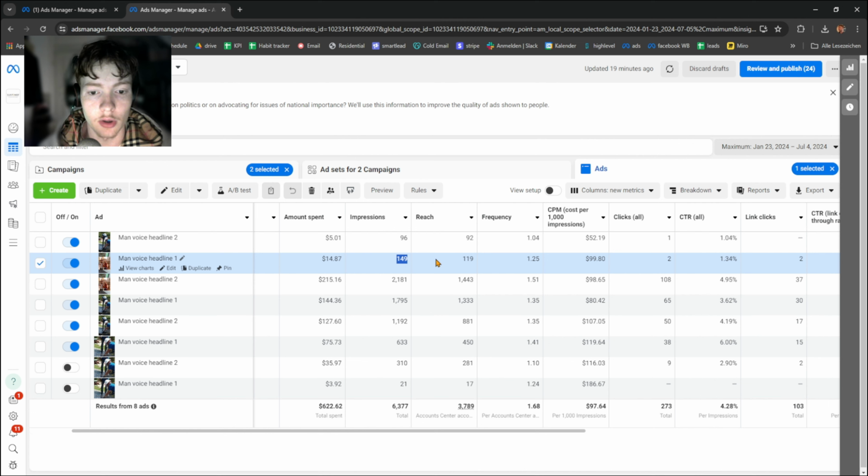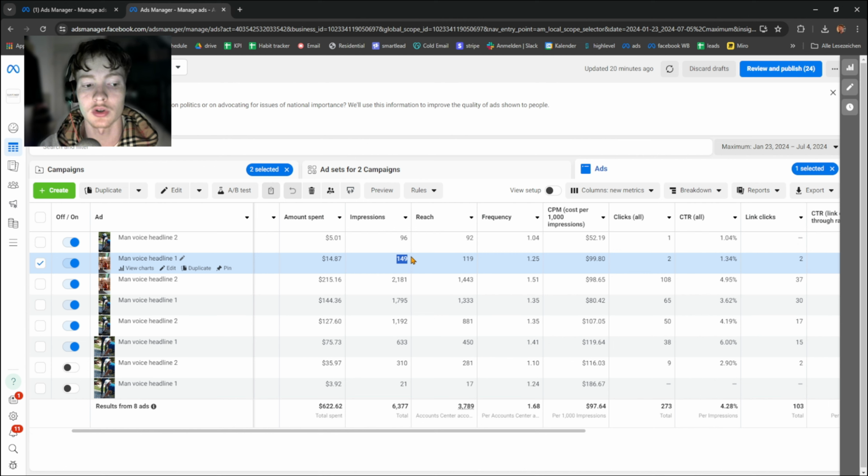So obviously you want these numbers to be as similar as possible, right? Because when you've got 10,000 impressions but only a reach of 1,000, that would mean that only 1,000 people saw your ads, but they saw the ads so many times that you got 10,000 impressions.